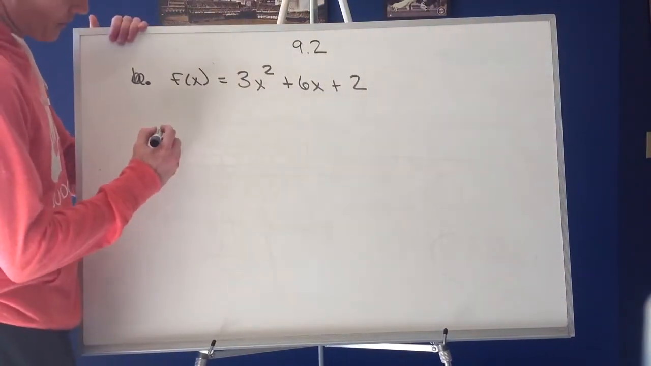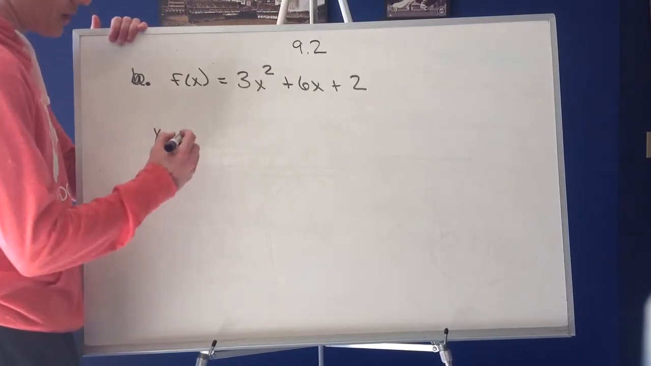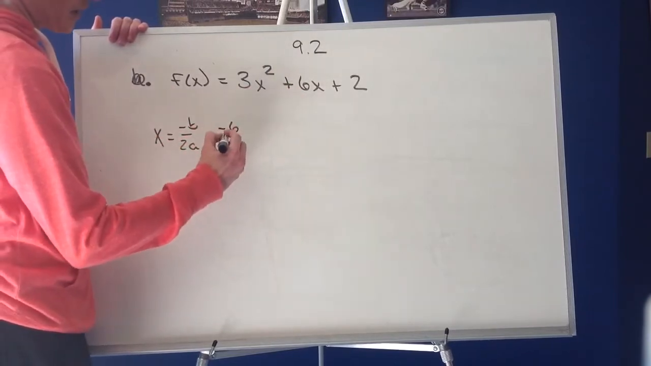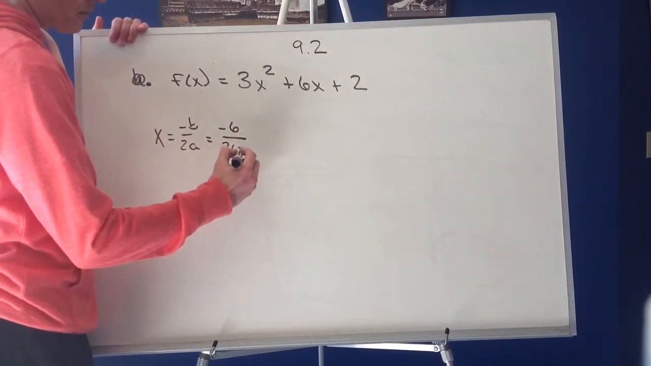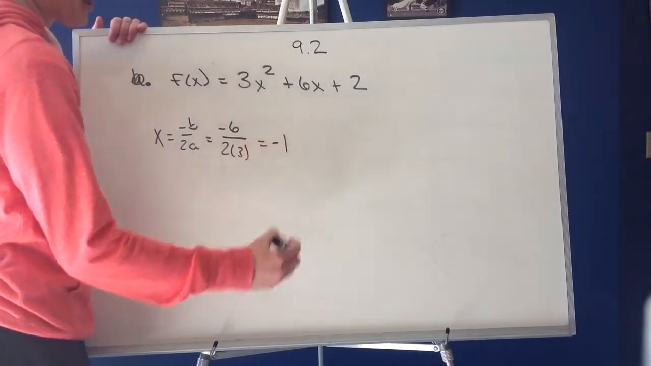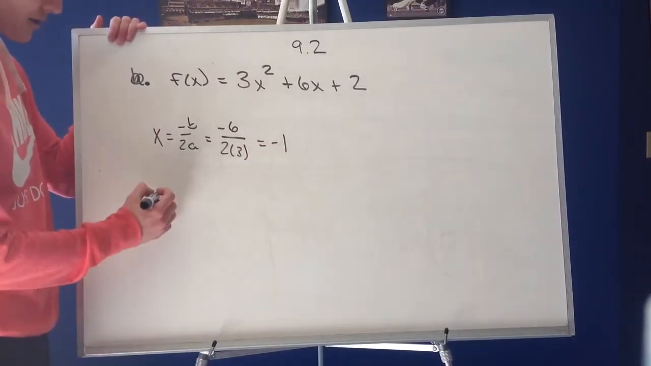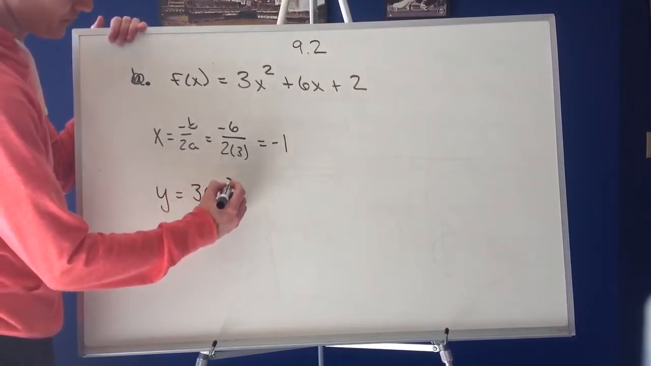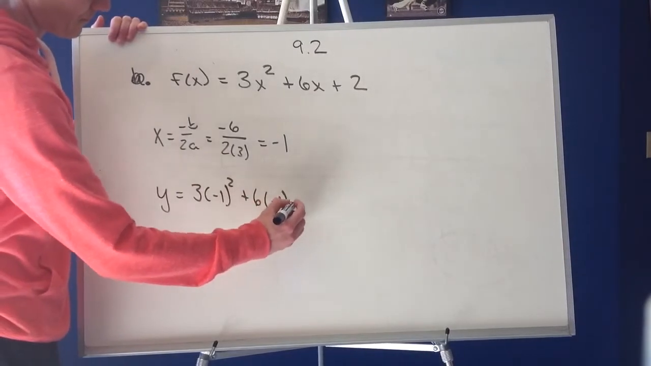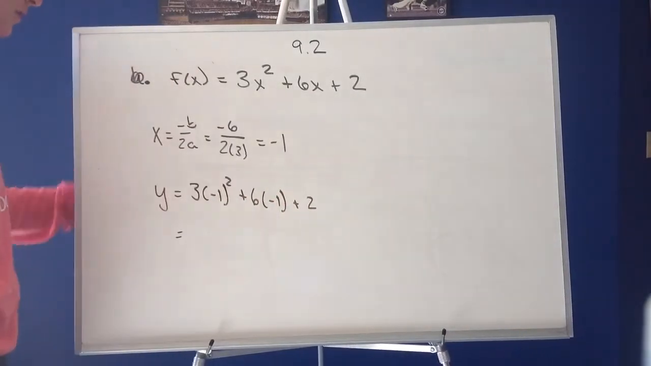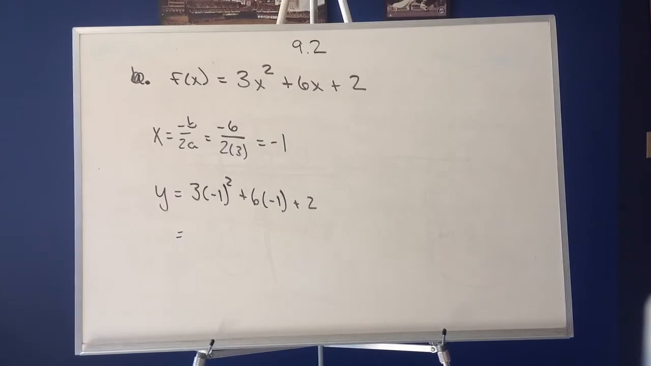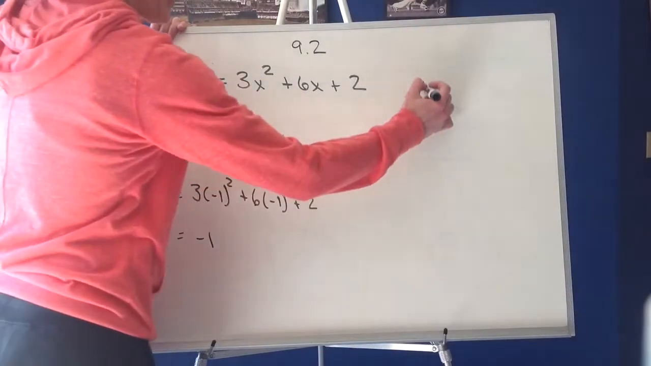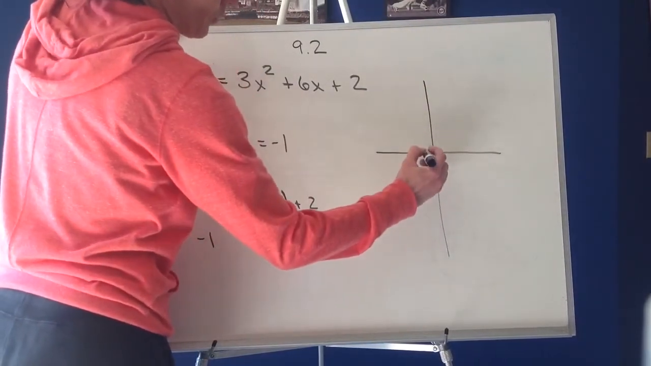Okay, so again, we'll start off the same way. Get our x here, our negative b over 2a. So in this case, it would be negative 6, and then it'd be 2 times 3, which is also 6. So I end up with x equals negative 1 as my axis of symmetry. Plug that back in. And you'll end up getting the rest of the vertex, which also gives you a negative 1. Okay, so that means my vertex is going to be at negative 1, negative 1.